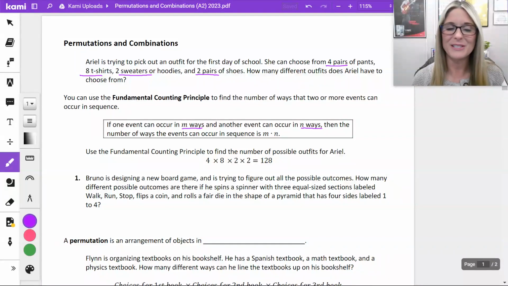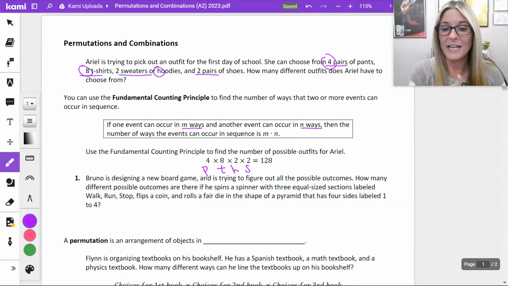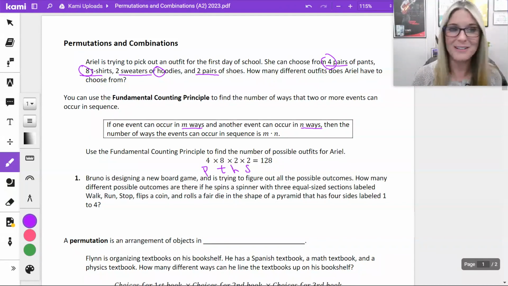So thinking about Ariel's situation, when we use the fundamental counting principle, we can find the number of possible outfits for Ariel. Her 4 pairs of pants, I'm going to label with P there. Her 8 t-shirts, labeling with T. I'm going to label the 2 sweaters or hoodies with the H, and then 2 pairs of shoes with S there. So just taking the 4 times 8 times 2 times 2, all the different possibilities that she has for each of those, if I multiply those together, we would see that she has 128 possible outfits. Would she love all of those outfits? I don't know, but 128 are possible and completely different.